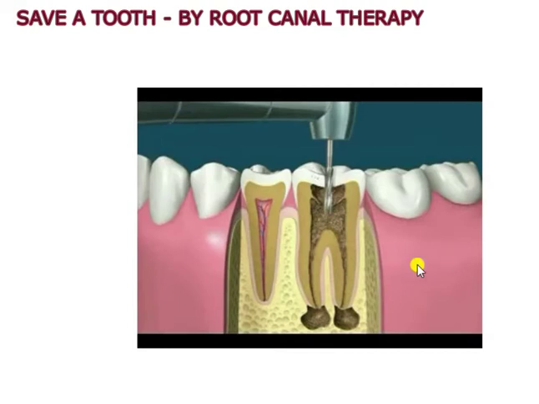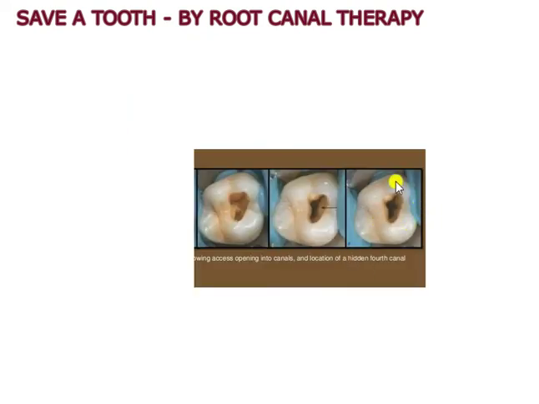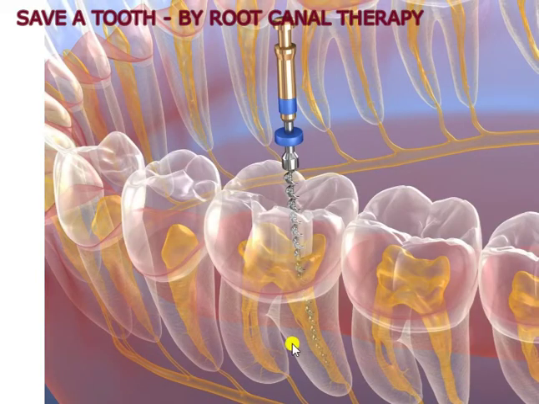This procedure includes 3 steps. First one, access opening: we will enter within the tooth from the outer surface with the help of instruments. And this is how the first access cavity looks. This is the opening and entry point for us to enter into the canals, that is, the root canals. And the second step includes, this is the infected pulp and these are our instruments to remove the infected pulp from the tooth within the root canals.